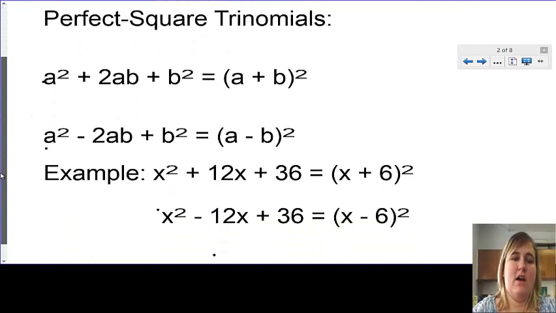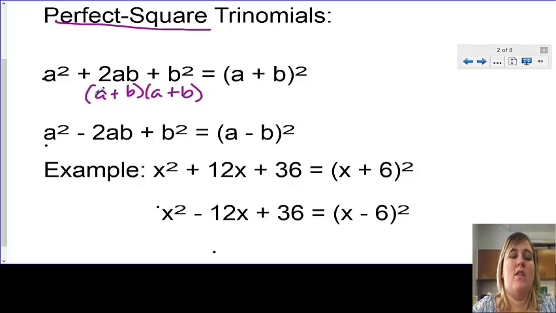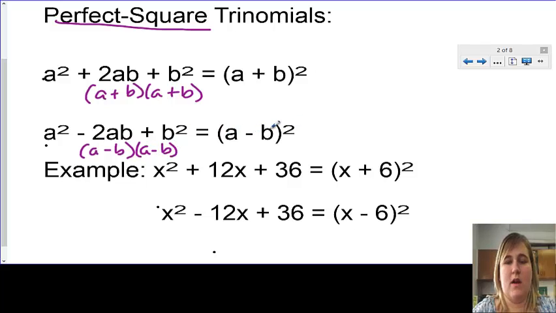There are a couple things that I'm going to tell you about perfect square trinomials so that you know what they are. If it's a perfect square trinomial, whenever you factor it, it will be the same as taking that quantity times itself. It'll be the exact same thing inside of parentheses. So on this one, when I factor it, it would be the quantity of a plus b times the quantity of a plus b, which is the same as saying a plus b squared. So that's a perfect square trinomial. Same thing here. This one would be the same as saying a minus b times a minus b, or the quantity of a minus b squared.